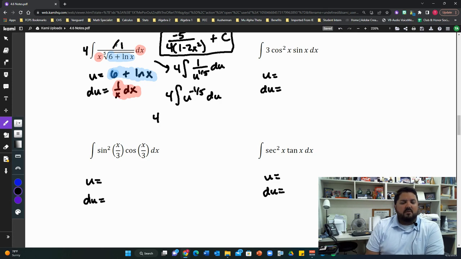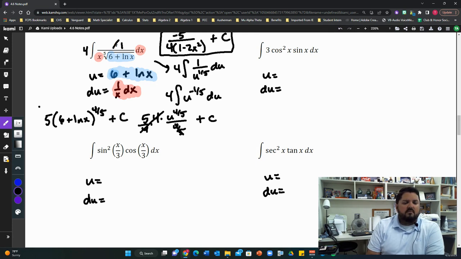So when I do that, remember I still have 4 out in front. So I'm going to have 4 times, add 1 becomes 4/5 for the new power, but then remember we divide by that power. So we're going to divide by 4/5. But oops, sorry, not du, plus c. But remember that when we're dividing by that new power, if it's a fraction, we are actually going to end up multiplying by its reciprocal. So the 4's cancel, and so we end up with 5 times 6 plus natural log of x raised to the 4/5 power plus c.